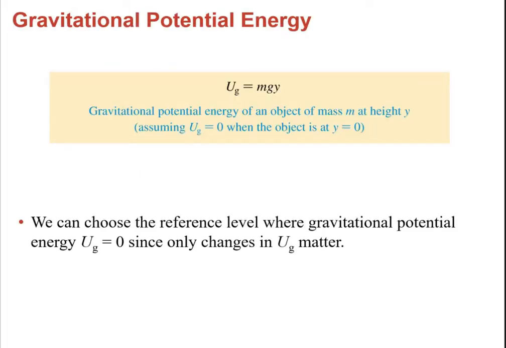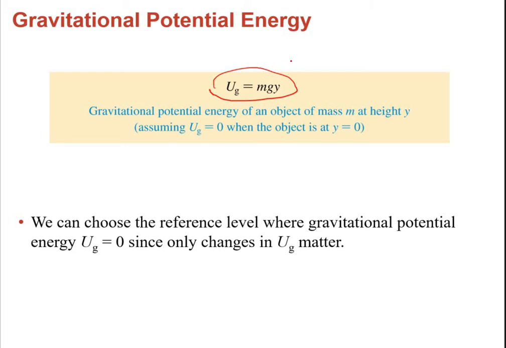Let's talk about gravitational potential energy now. We've already touched on this a few times, but there are a few things that we need to emphasize. We've already seen this equation, that it's mgy. That's the gravitational potential energy, and you can see it exclusively depends on the height, where y is the vertical position of an object.